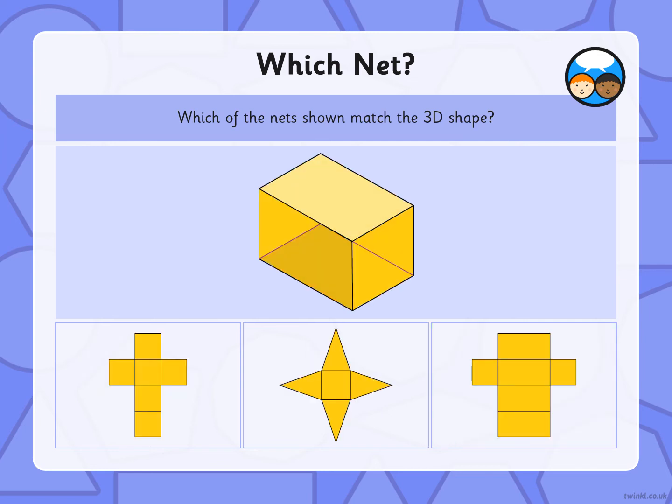Which of the nets shown match this 3D shape? So hopefully you should know the name of this shape. It is the cuboid. Imagine it is unfolded. Which one would it be? The one on the right here. Pretty easy, that one.